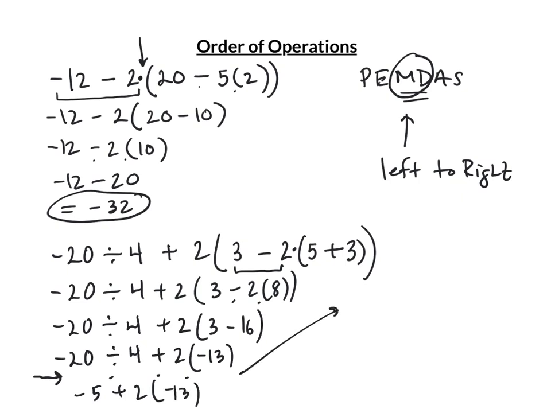Now let's go up here with it. Negative 5 plus 2 times negative 13. I have addition and multiplication. I do all my multiplying and dividing before I add. So this is negative 5 plus negative 26. And negative 5 plus negative 26 is negative 31.